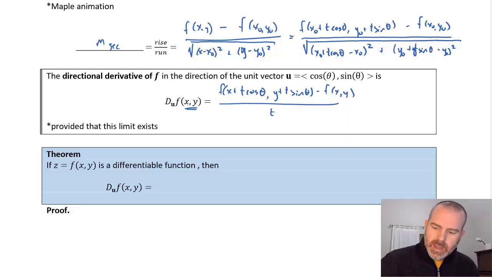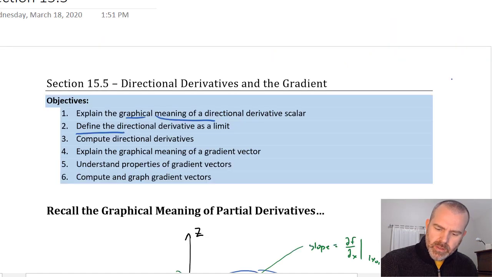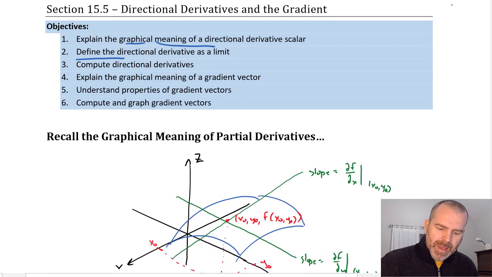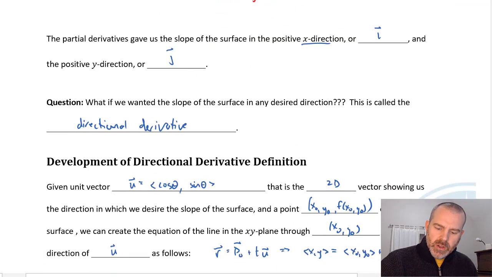All right, in this next video, we're going to continue talking about the directional derivative. Let me get back into the file here. If we scroll back up, there we go. We had talked about the graphical meaning. We had talked about the definition. And so now we want to talk about how to compute directional derivatives. So that's what this video is about.